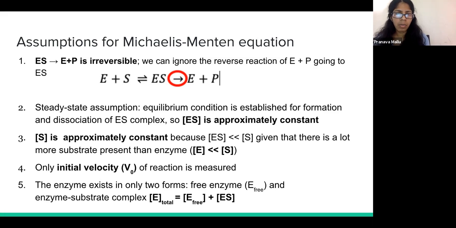And four and five are pretty straightforward. You don't need to know, there's not much of an explanation behind it. It's just that the initial velocity of the reaction is what's being measured, and that the enzyme only exists in two forms, which is the free form and then the enzyme bound to the substrate.